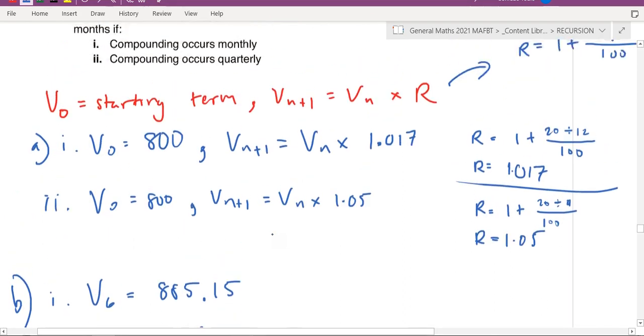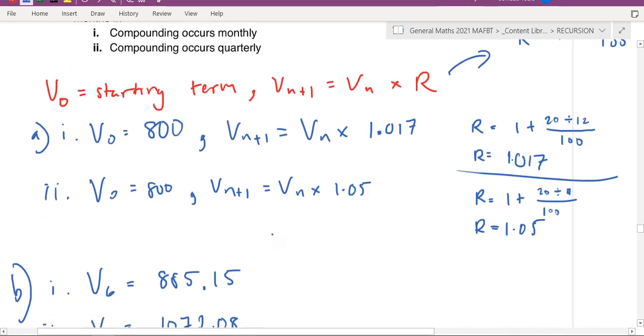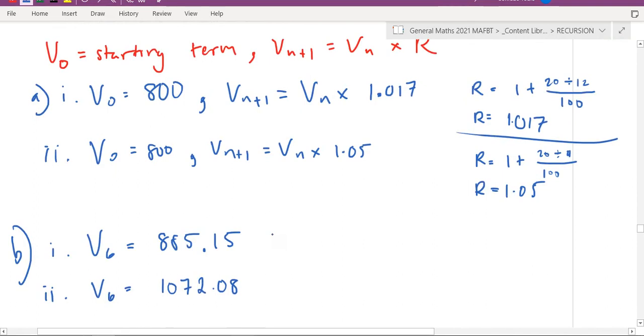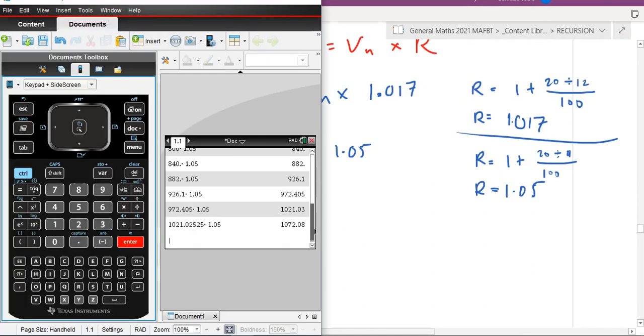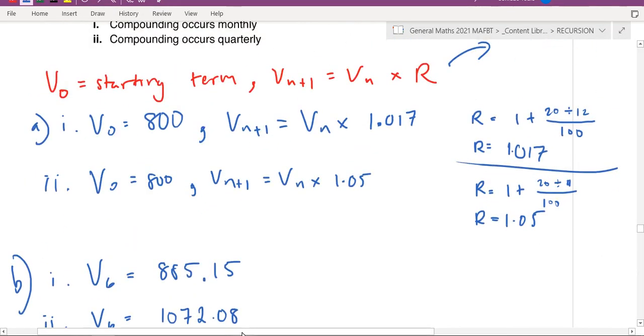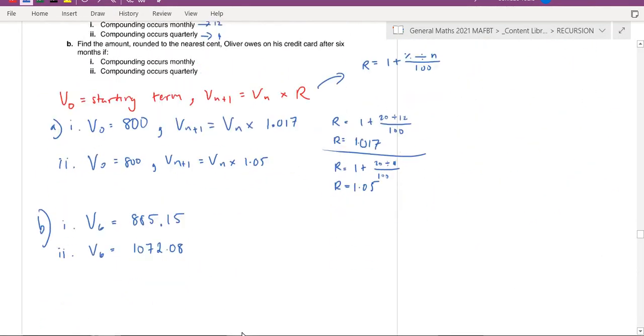Or after 6 months, so that's quarterly. Wait, so the nearest cent, so it'd be... Oh, sorry, did I not round it? Yeah, 0.8, so 8 cents. Wouldn't you put like $1,072.08? Yeah. It's alright. Alright, let's keep going.